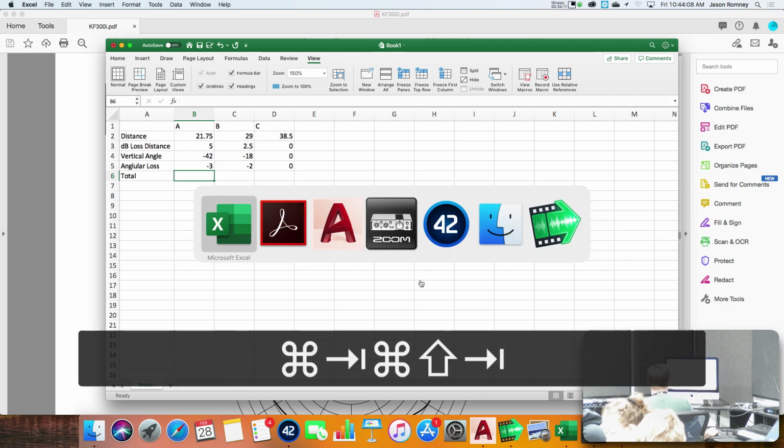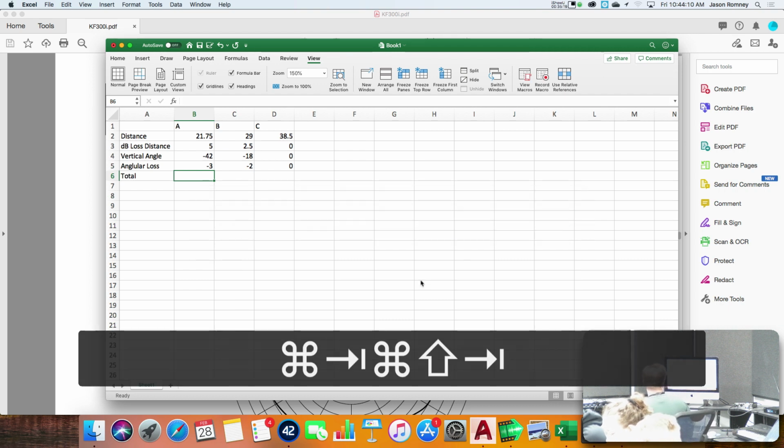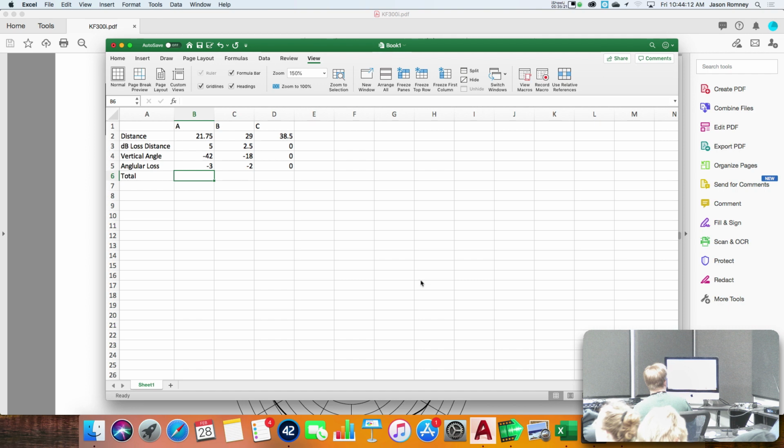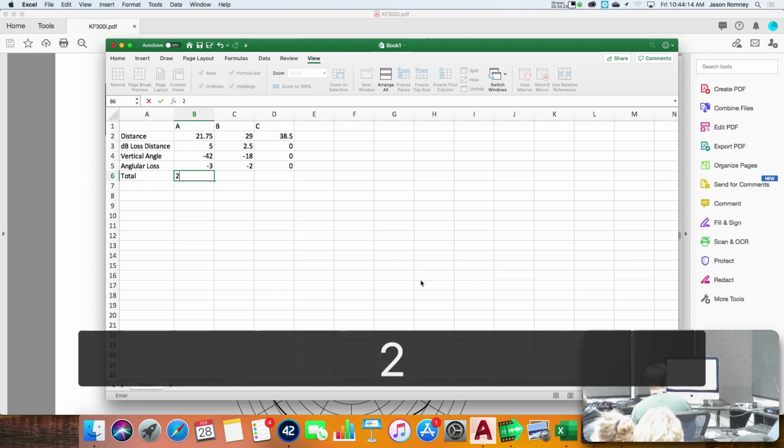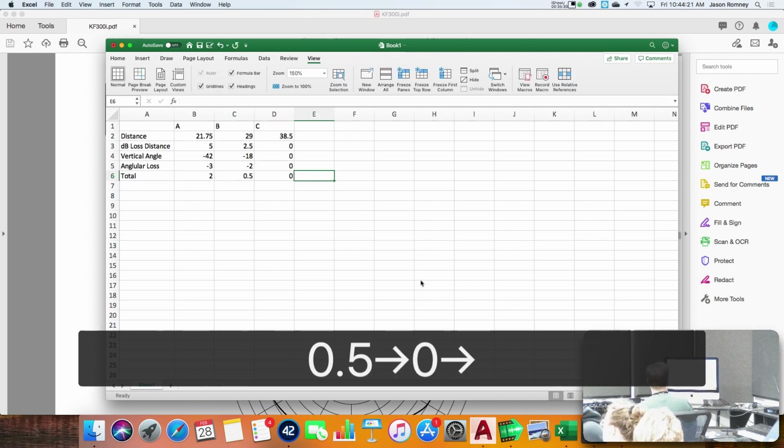We're going to end up with a +2 at seat A. We're going to end up with a +0.5 at seat B and a 0 at seat C. We're within 3 dB. That's pretty great, okay? That's vertical. Let's look at horizontal now.